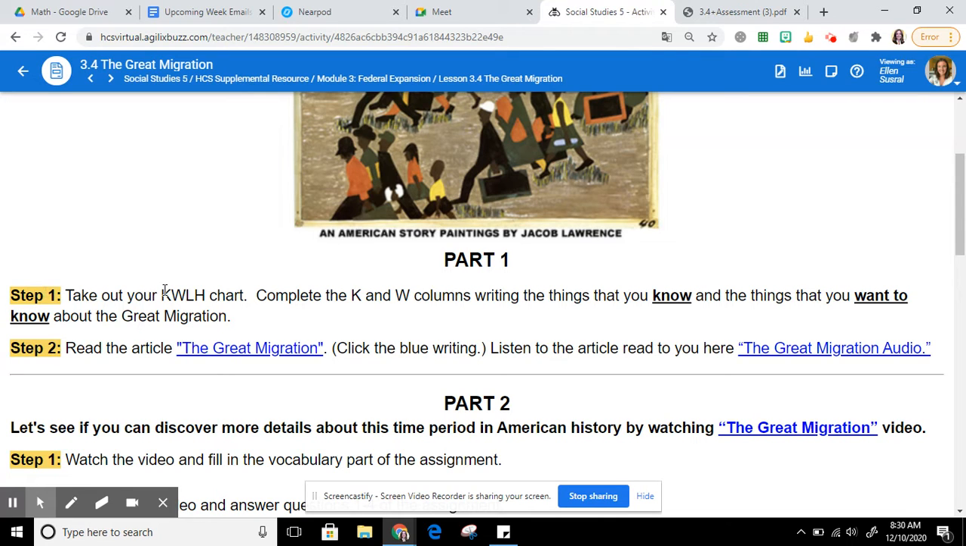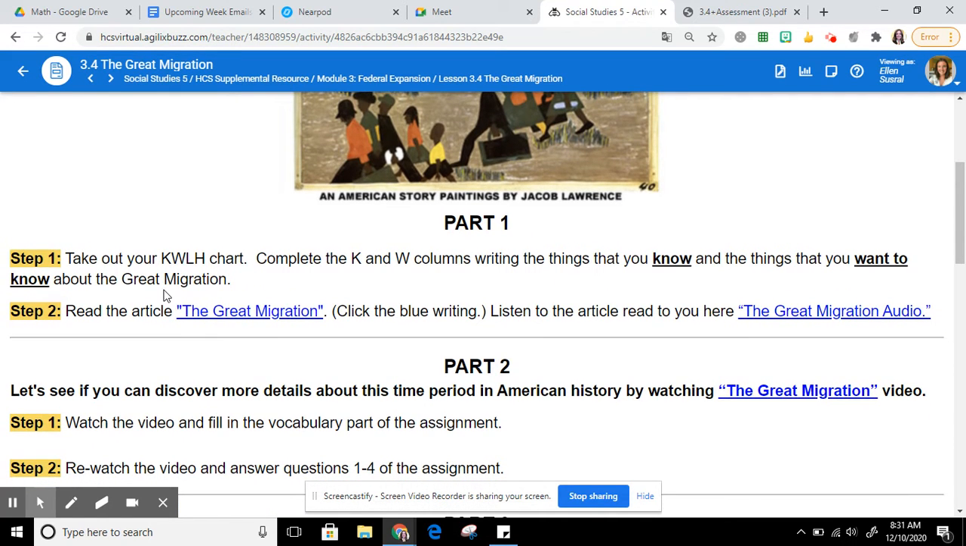So you're going to take out that chart and you're going to complete the K and the W columns, writing the things that you know and the things that you want to know about the Great Migration. Okay, so you're going to fill out the K and the W portion of the KWLH chart. And if you lost that chart, you're going to have to go back to the beginning of this module to print it out, or you can be doing it in your notebook.